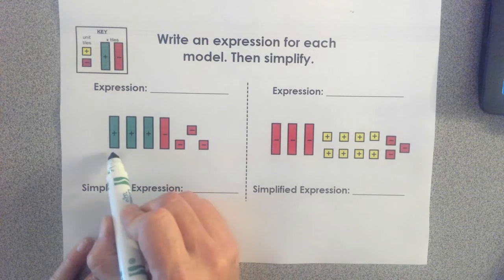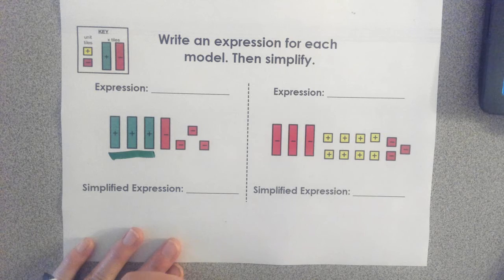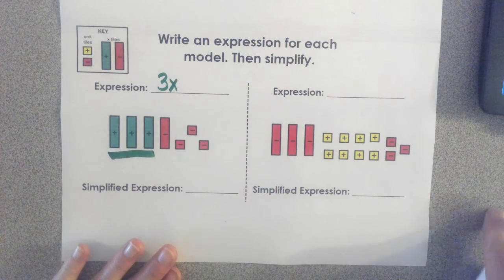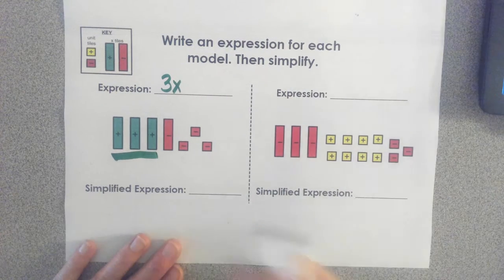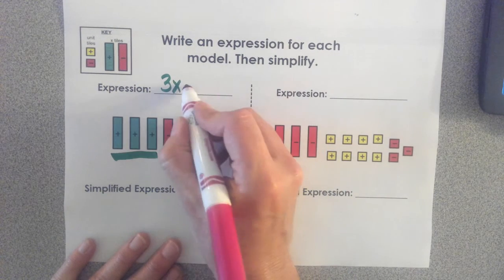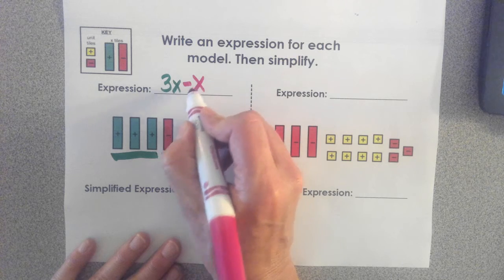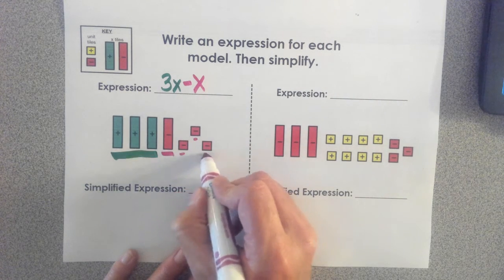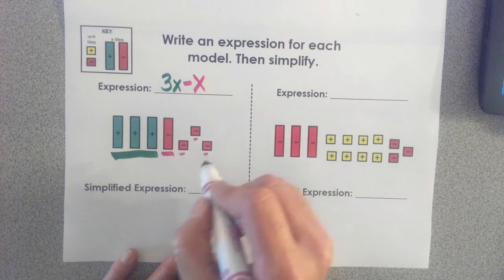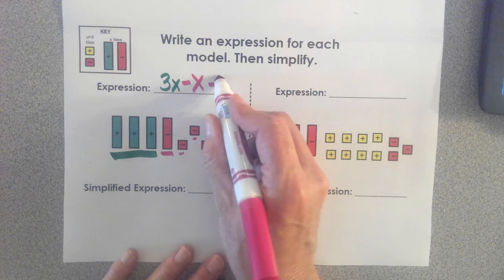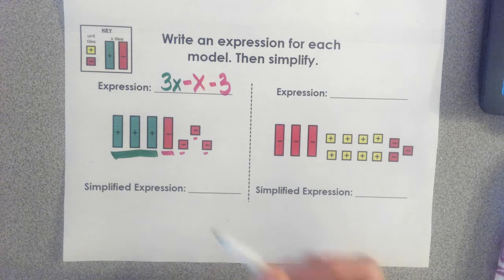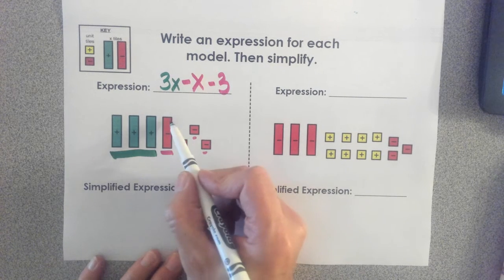For example, in this first one we have 3 positive x's. So I'm going to write 3x, and they're positive. And then we have 1 negative x, so I indicate that with a minus x. Same thing as a negative x. Then I've got these 3 unit tiles, which are also negative, but they're not x's. It's just negative 3.